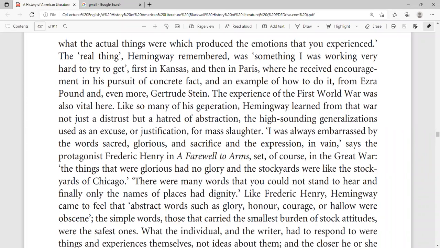Hemingway learned from the First World War not just a distrust but a hatred of abstraction, the high-sounding generalization used as an excuse or justification for mass slaughter.